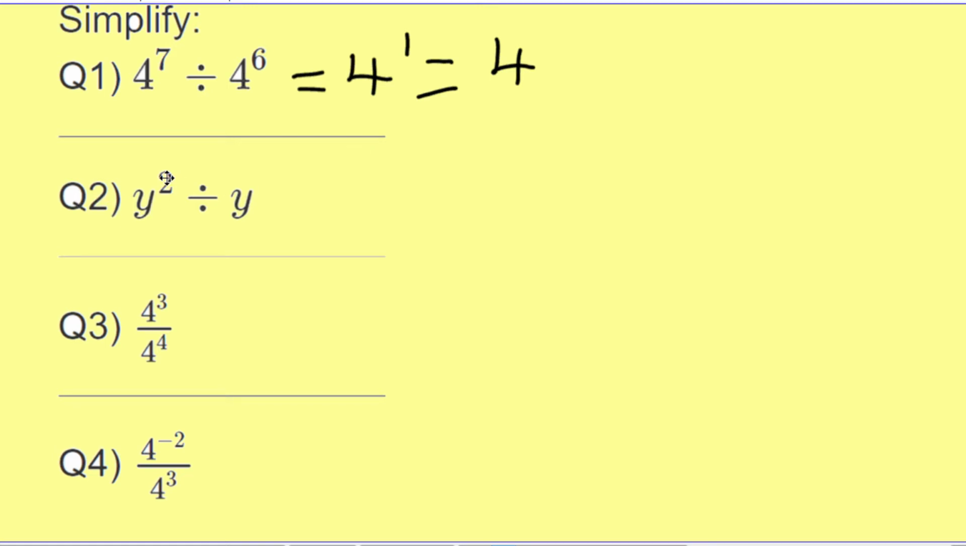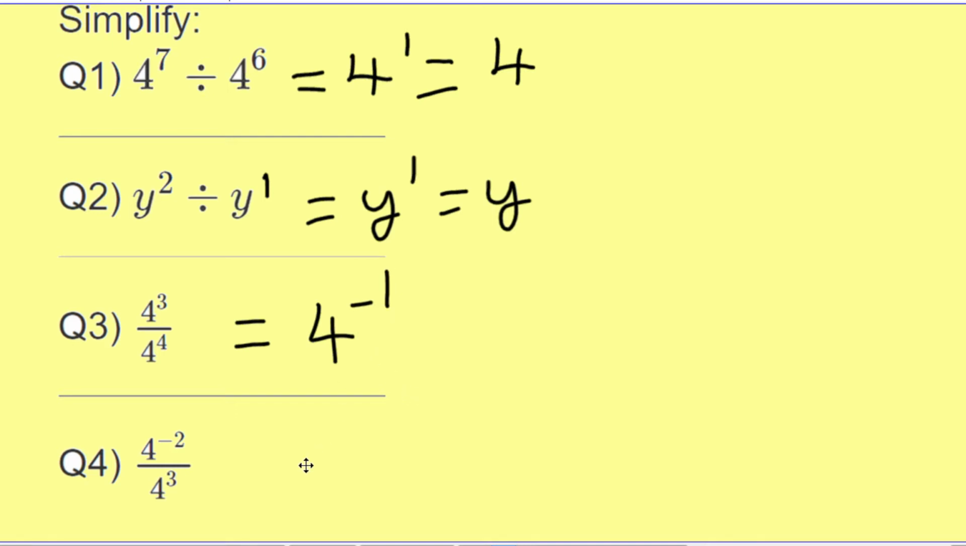We've got y to the power of 2 divided by y. Remember, this has got to the power of 1 after it. So 2 take away 1. We're going to have y to the power of 1, which again we can write just as y. Okay, this is the same question written slightly differently, but this is still saying 4 to the power of 3 divided by 4 to the power of 4. So it's going to leave us with 4 to the power of, well, 3 take away 4 is negative 1. So 4 to the power of negative 1.